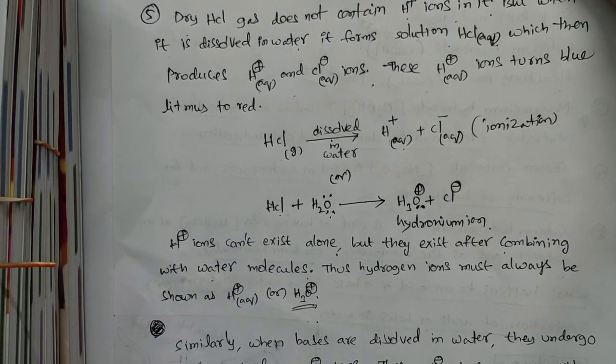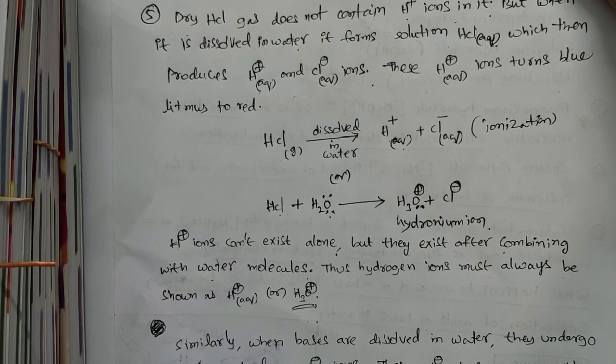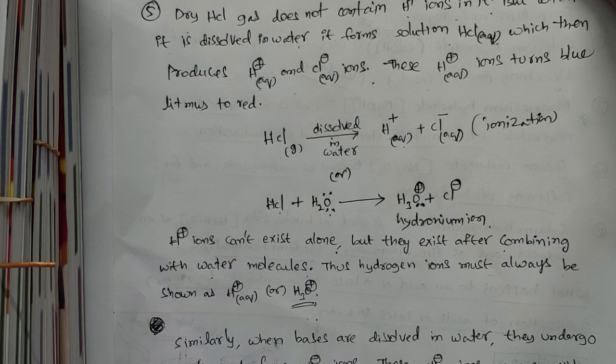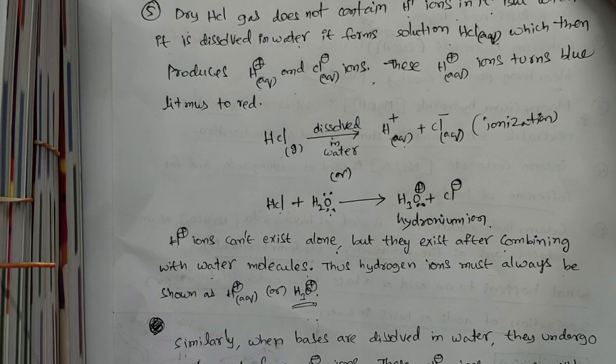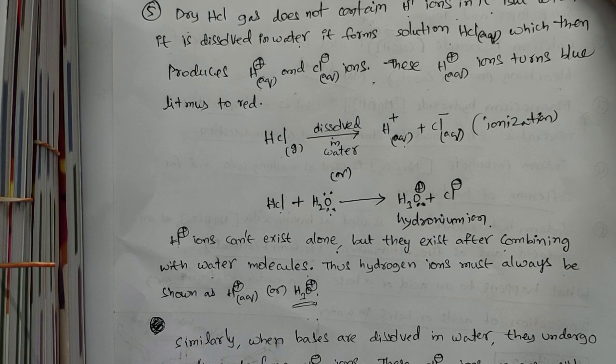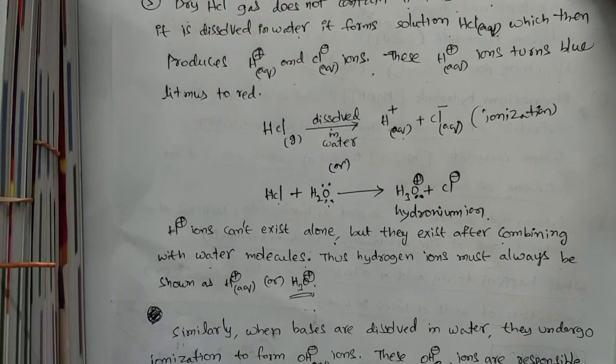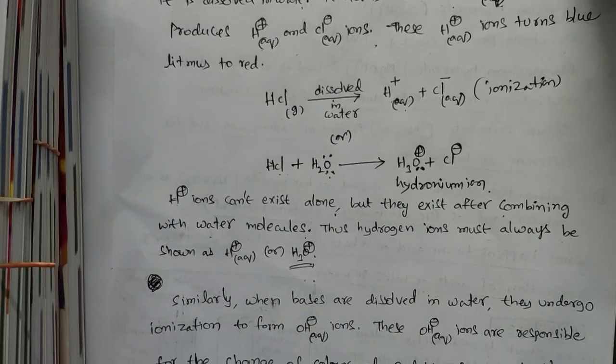Otherwise, if the experiment is conducted in a moist atmosphere, what happens? The dry HCl gas that is produced in the reaction catches the moisture in the atmosphere and it ionizes, and in such a case it changes the color of the dry litmus paper, right? So the experiment should be conducted in absolutely dry conditions.